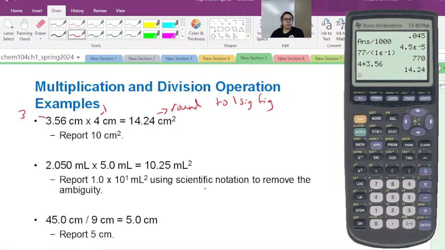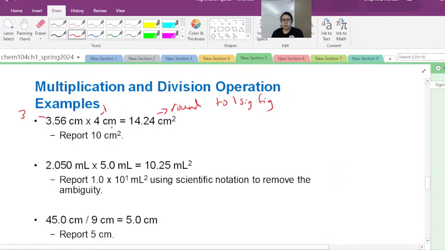So would it be 4 sig figs? No, because we can only report to the 1, because of the 4 centimeters. This is our limiting factor. Once we round it, because this answer is 4 sig figs, we can only have 1 because of this 4.